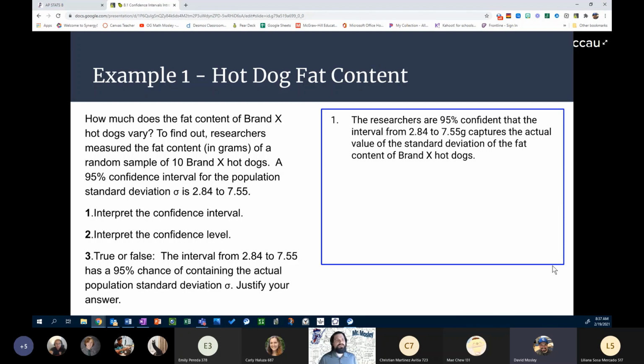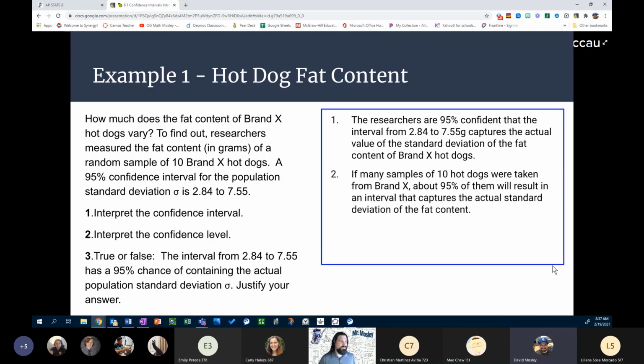We're being specific. If you were to say we're 95% confident that the interval from 2.84 to 7.55 is the value of the standard deviation, that would be incorrect. It is somewhere in there. It captures it. It contains it. But it is not equal to it.